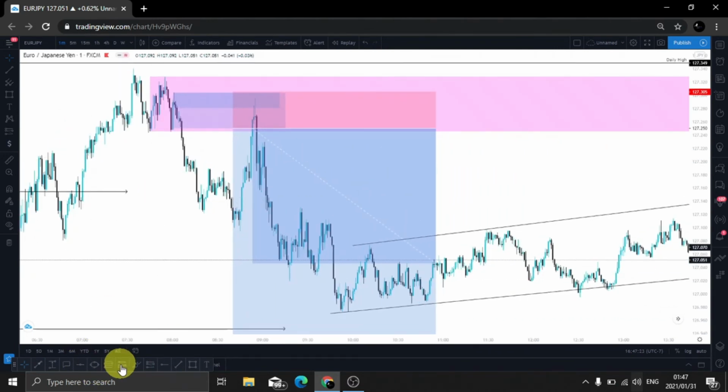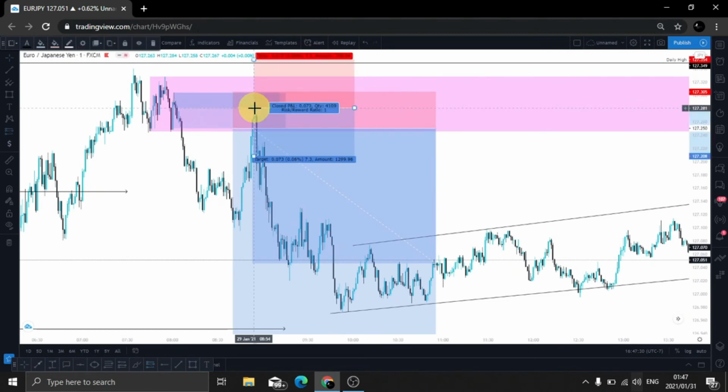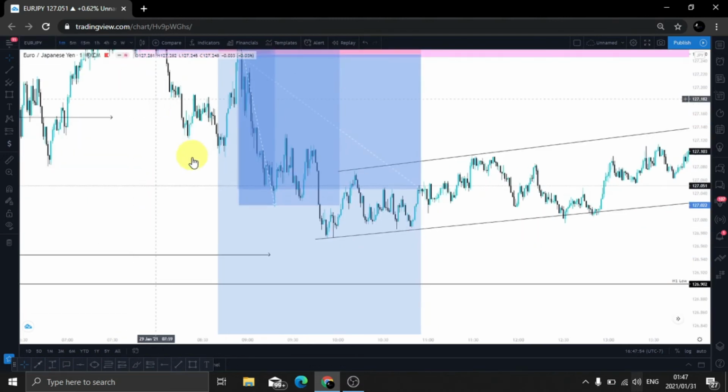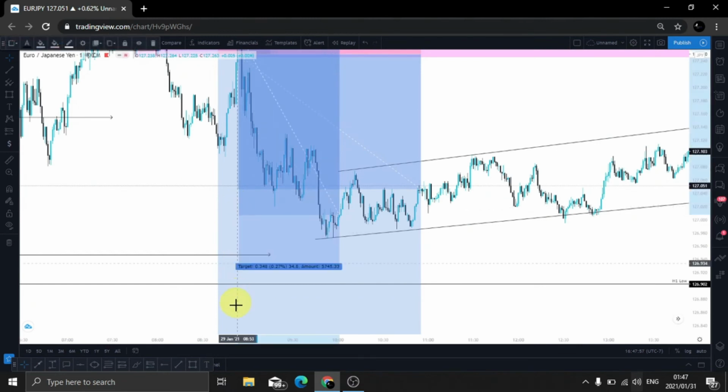So you can see, guys, let's just take our trade. We're going to take our trade from there, our stop loss being over here. So now our stop loss has decreased to 2.3 pips stop loss. Then our take profit is over here.